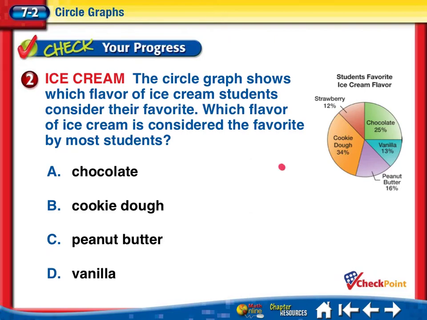Okay, let's check your progress. Ice cream. The circle graph shows which flavor of ice cream students consider their favorite. Which flavor of ice cream is considered the favorite by most students? You are looking at this graph, and you're trying to figure out your answer, and here are your answer choices.